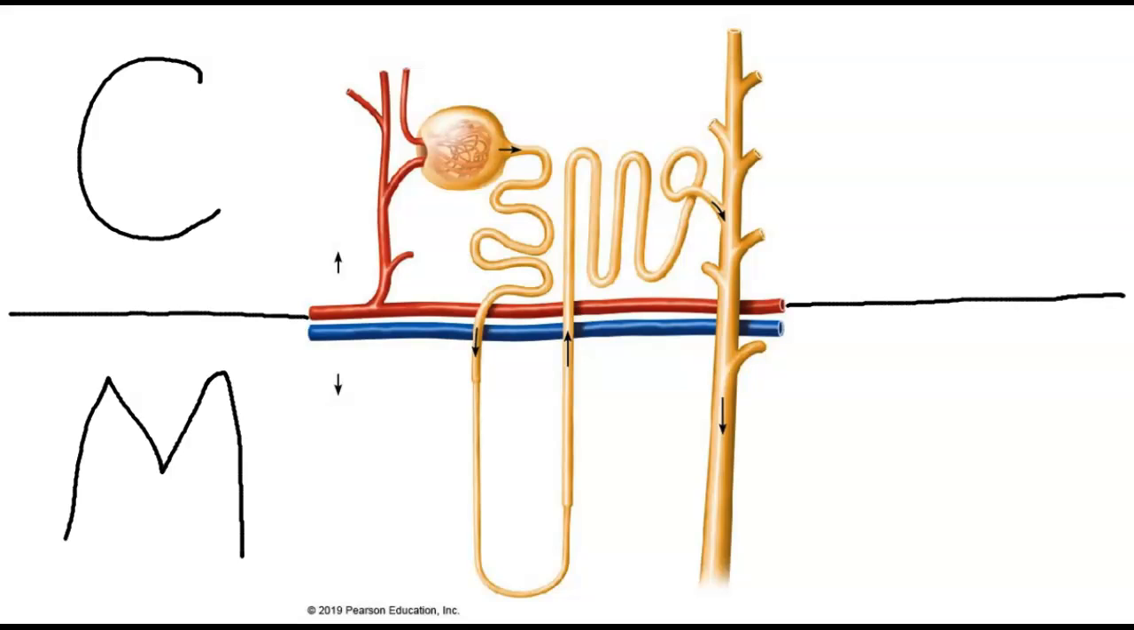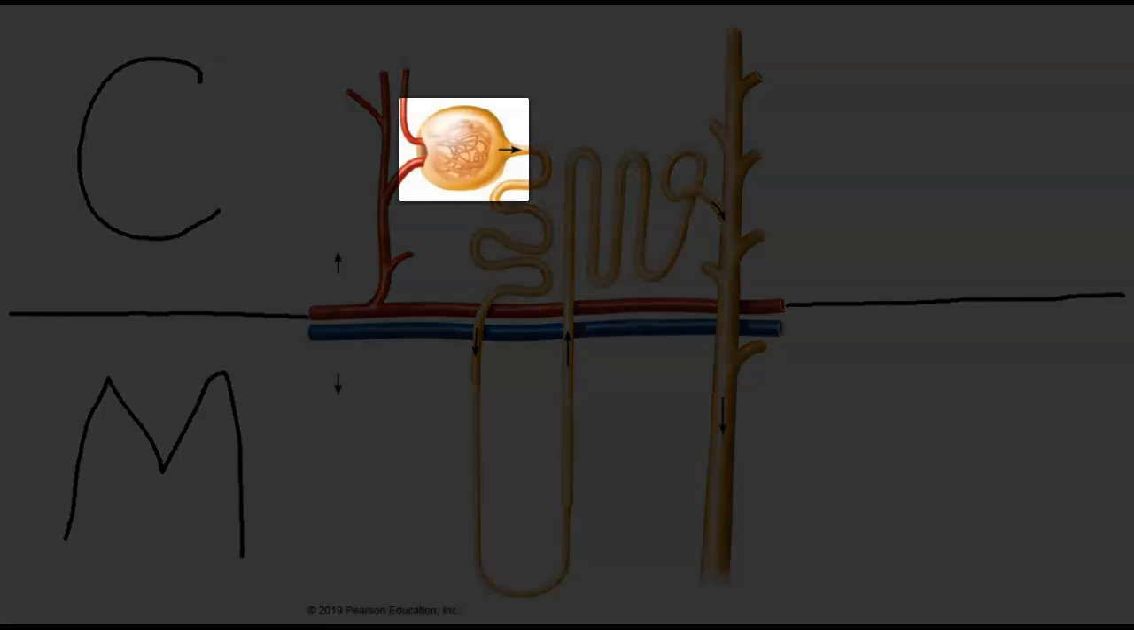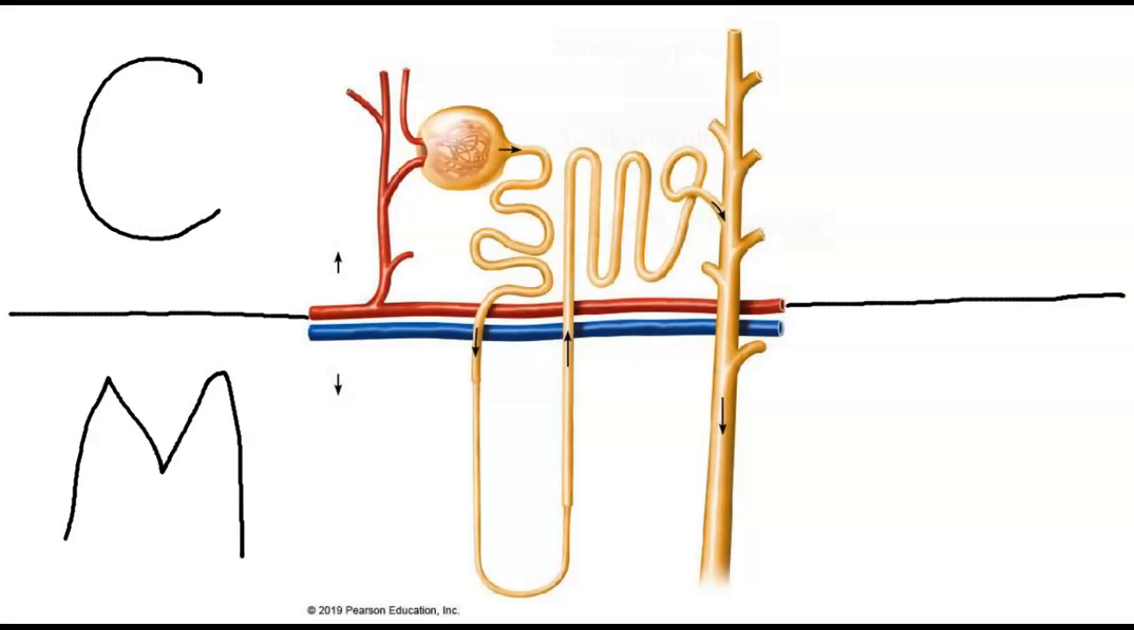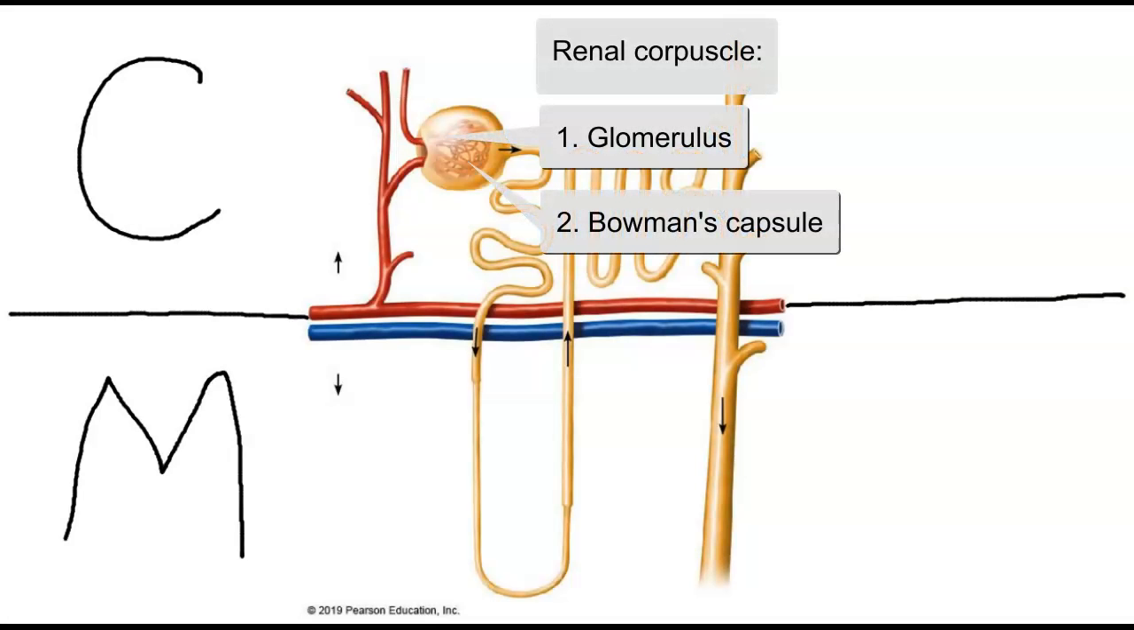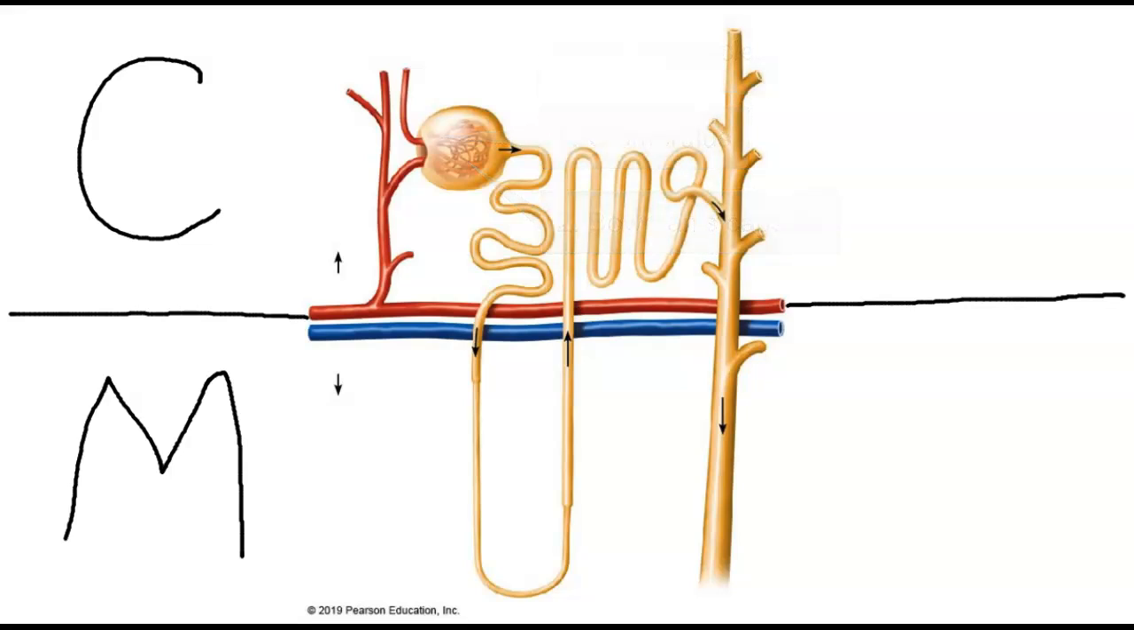The nephron has two basic regions. One region is called the renal corpuscle, and the renal corpuscle is made up of the blood supply, the capillary bed that services the nephron. That's called the glomerulus. And the glomerulus is surrounded by part of the nephron called Bowman's capsule. Together, the glomerulus surrounded by Bowman's capsule makes up what's called the renal corpuscle. The renal corpuscle is where filtration takes place.